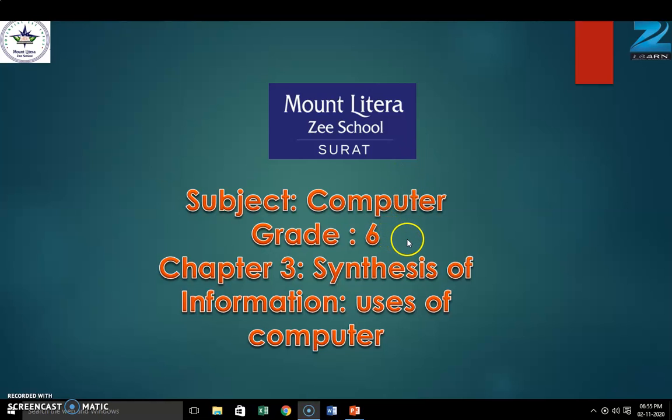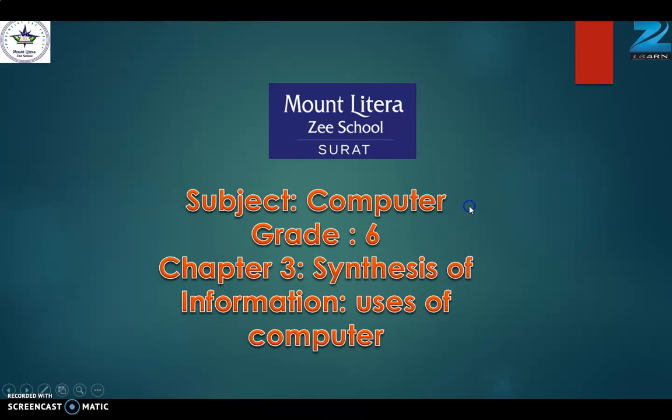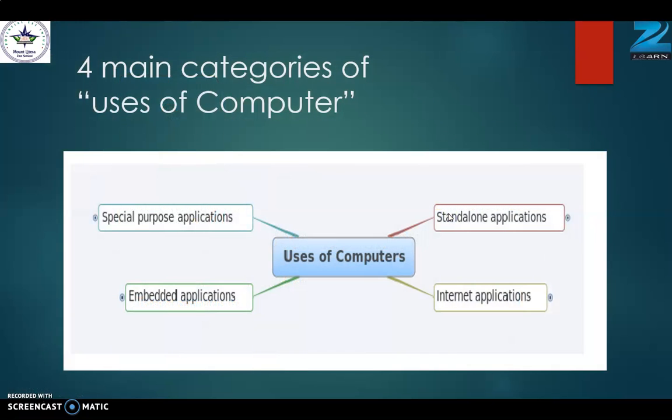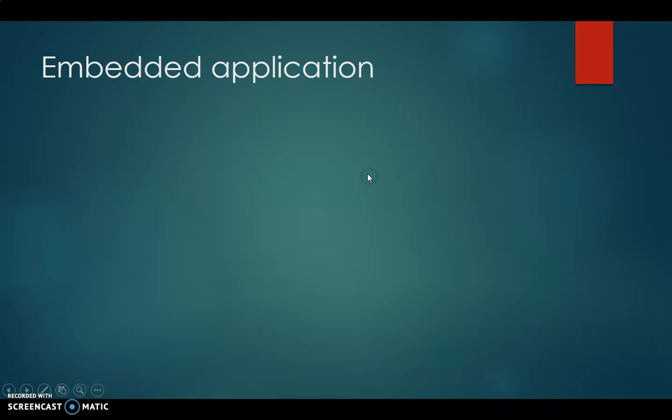In this video, we are going to learn about synthesis of information in terms of uses of computer. In this chapter, we have discussed already earlier uses of computers in various fields, purposes and products, types of computers used for different purposes, synthesis of information. There are four main categories. Out of that, we have discussed already two: standalone applications and internet applications. So today we will discuss other two categories, special purpose and embedded applications.